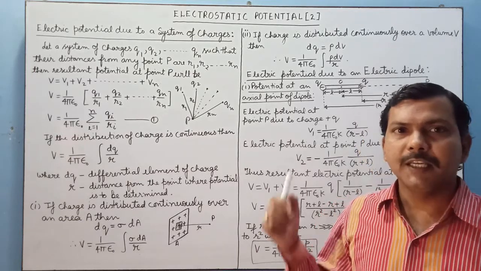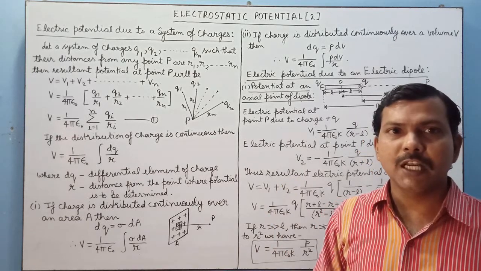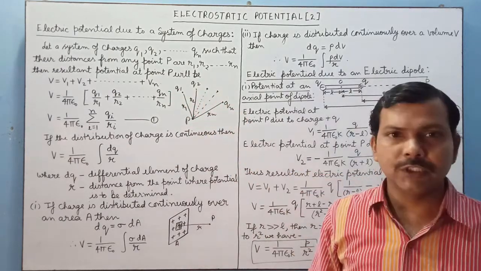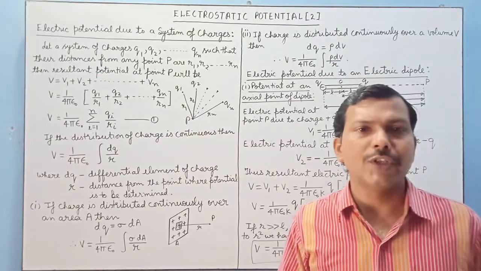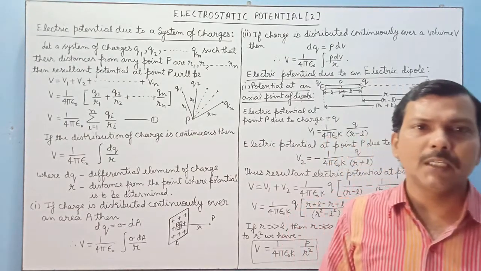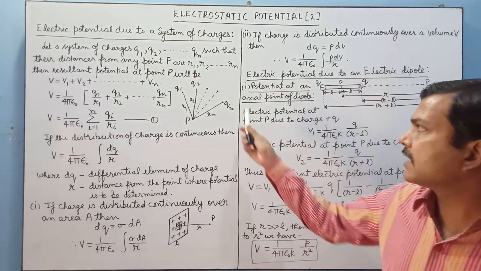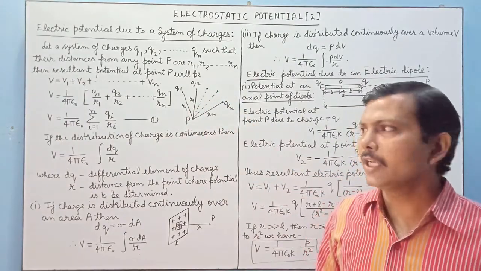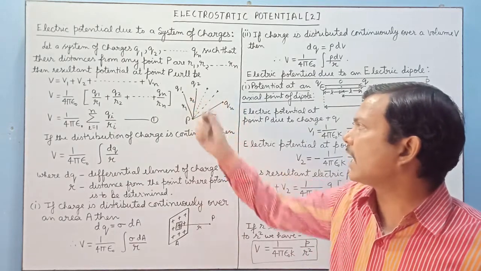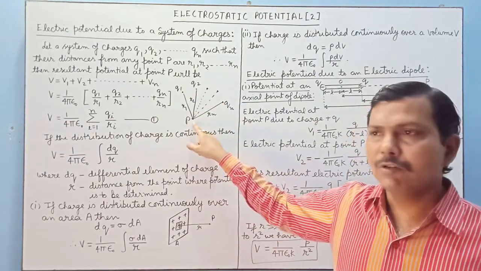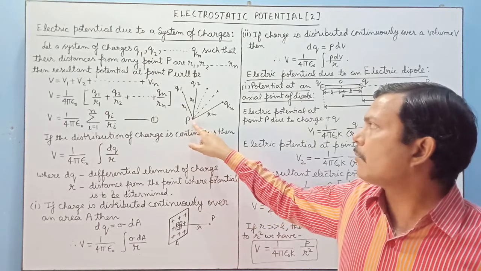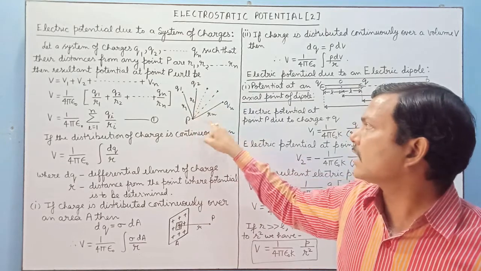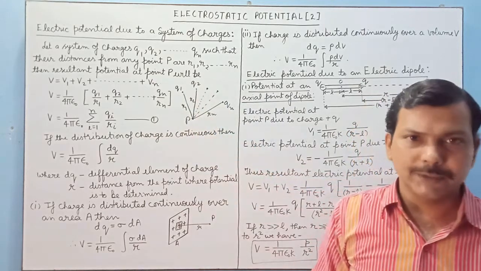Hello students, in the second part of electrostatic potential, we will discuss electric potential due to a system of charges. Electric potential is a scalar quantity. So if there is a system of charges, then the electric potential due to a group of charges at any point is equal to the algebraic sum of the electric potential due to each charge separately at that point.